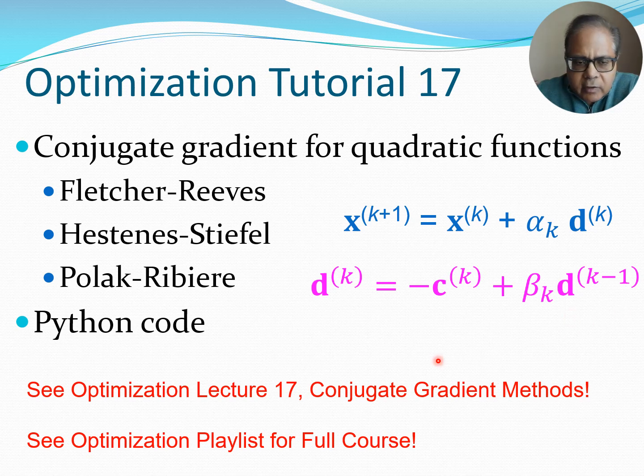Now you can look at optimization lecture 17 for the complete derivations of what are conjugate gradients, what is the conjugate gradient method for quadratic function, and so on. And today I'm only going to use some of the formulas we have derived in that particular lecture and some of the theories we have obtained. And we are going to illustrate using Python code how this works for some simple quadratic functions.